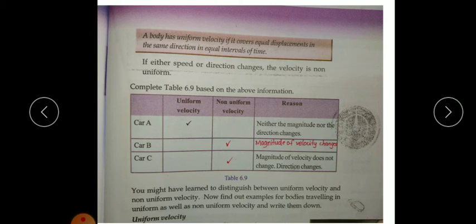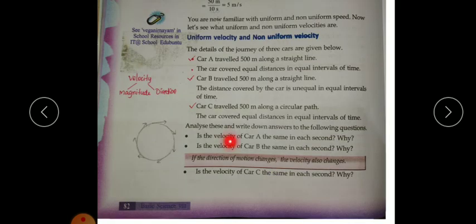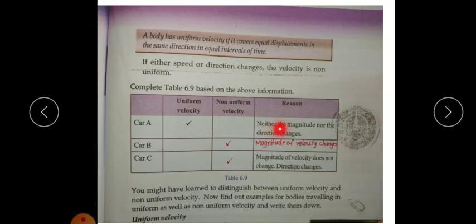uniform. Car A has uniform velocity because neither the magnitude nor the direction changes. Both magnitude and direction are not changing. That is why it has uniform velocity. So while writing the answer to this question, you have to write this reason. Car B has non-uniform velocity because the magnitude of the velocity is changing.